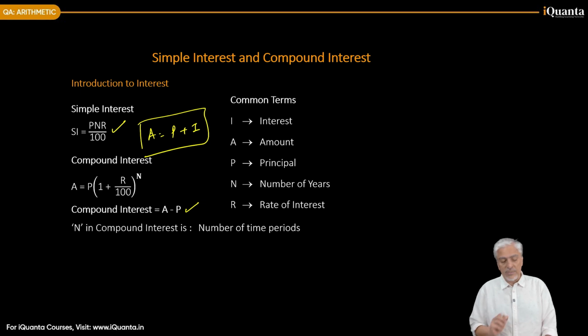So what are the terms and terminology which we learned in this part? Interest. Interest can be of two types: simple interest and compound interest. A is the amount, which is always principal plus interest.